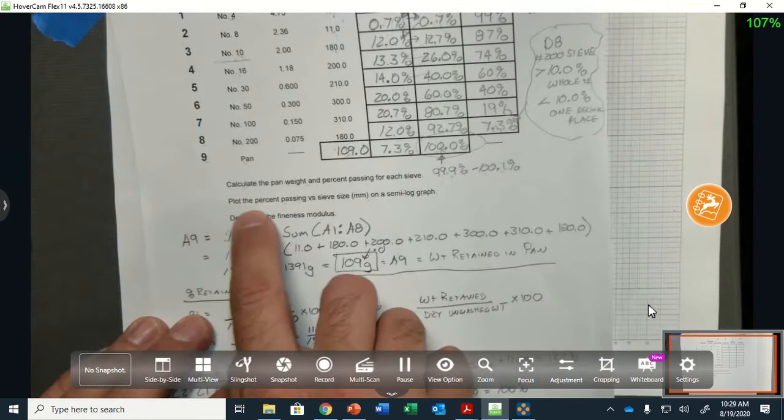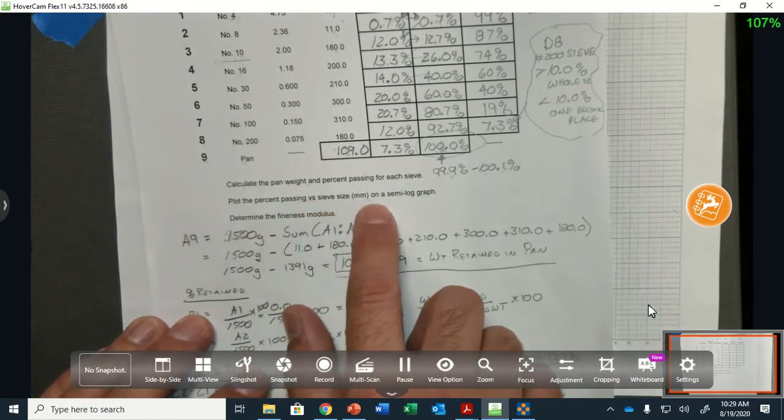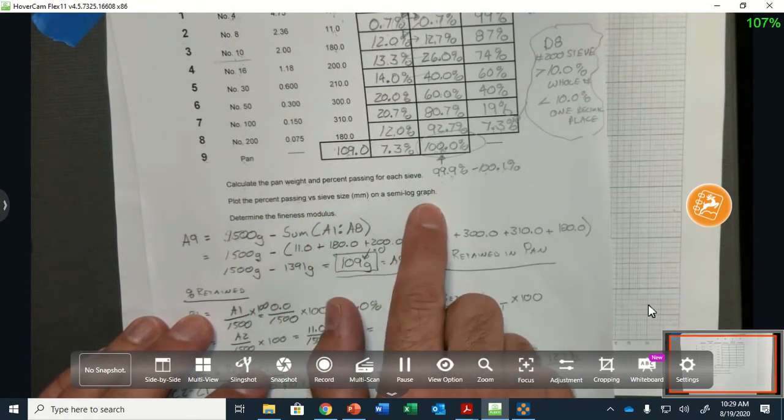All right, welcome back. So now we're on this step right here. Plot the percent passing versus sieve size in millimeters on a semi-log graph. This is semi-log graph paper. I have this attached in Blackboard, so you can print this out.